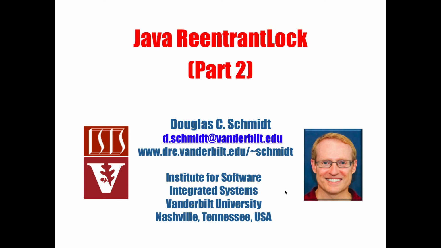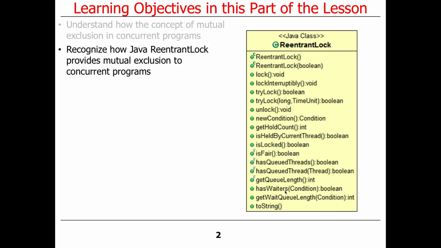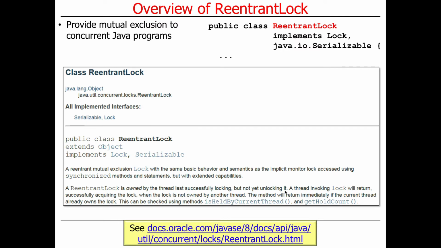So now that we've given an overview of the concept of a mutex, let's start to be more concrete with how Java implements mutexes via reentrant locks. So what's a reentrant lock? Well, a reentrant lock is an implementation of the concept of mutual exclusion used for concurrent Java programs. So here's the documentation for it.